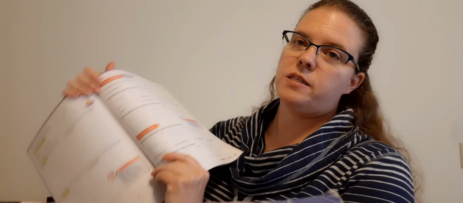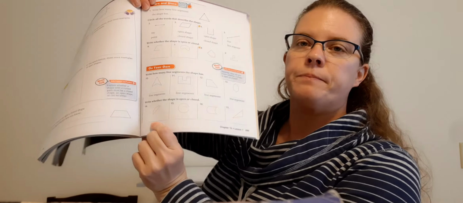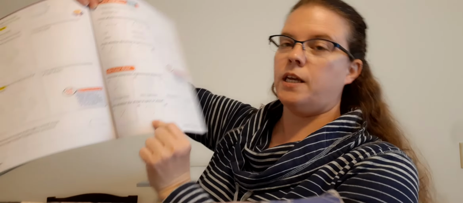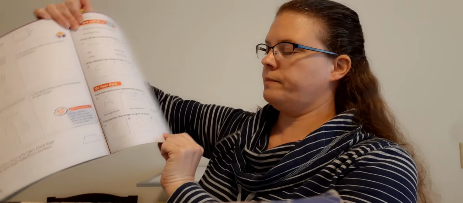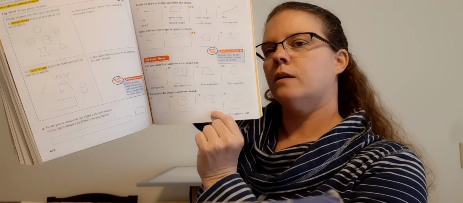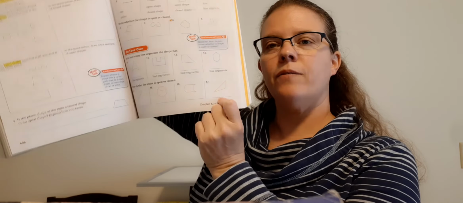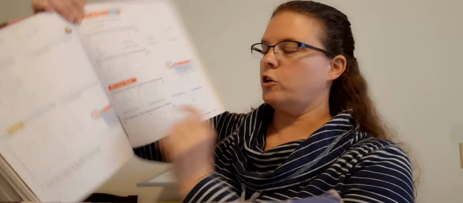All right, and then 14 through 17, write whether the shape is open or closed. So these are pretty simple. Number 14, closed. 15, open. 16, closed. 17, closed. Good job, guys.